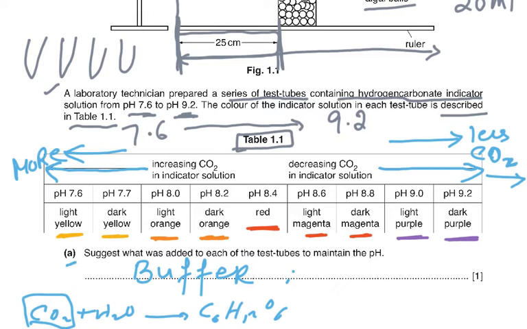Now part A of the question says, suggest what was added to each of the test tubes to maintain the pH. You know that a buffer solution is used to maintain pH. So a buffer solution was added, or a buffer was added. You just have to write buffer and you got your 1 mark.